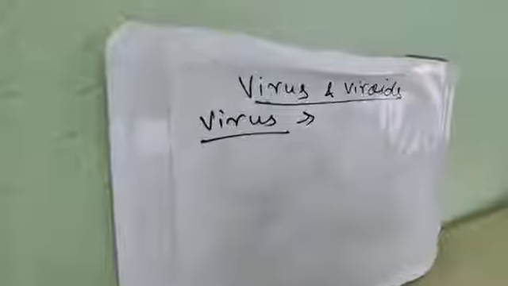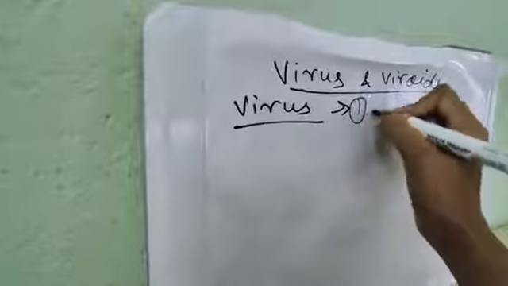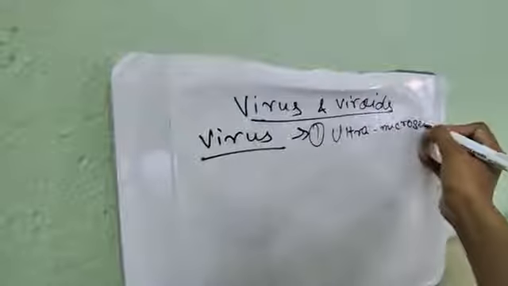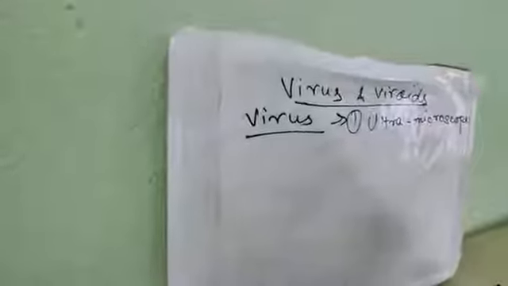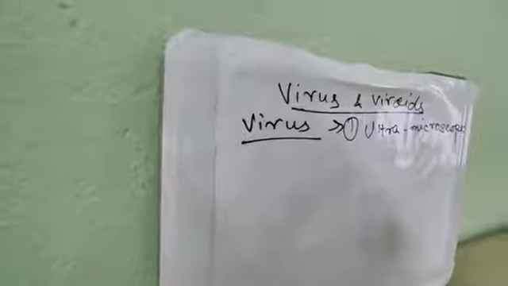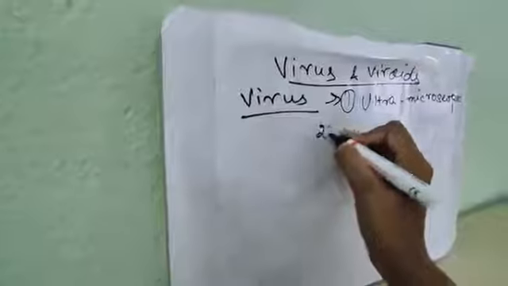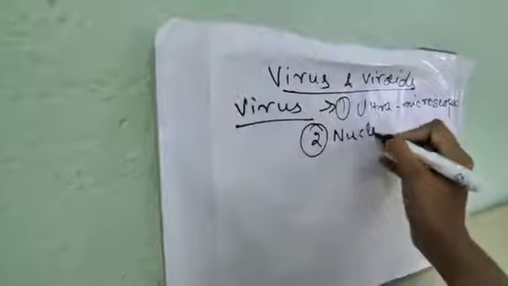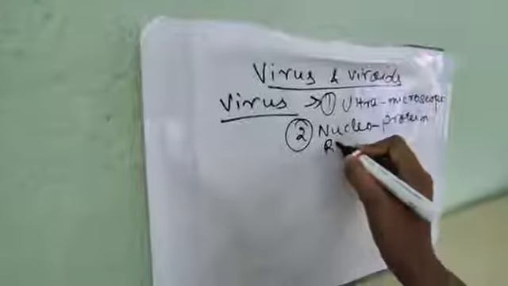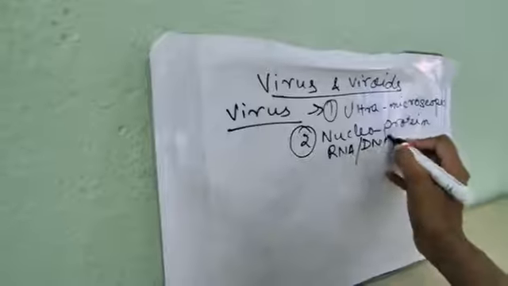So what is this virus? Viruses are microscopic, or you can say ultra-microscopic, disease-causing organisms. Obviously, all these viruses and bacteria are harmful to mankind and to living organisms, capable of being introduced within living cells. It is a nucleoprotein entity. Nucleoprotein means it is made up of nucleoprotein, that means the genetic material can be RNA or DNA.